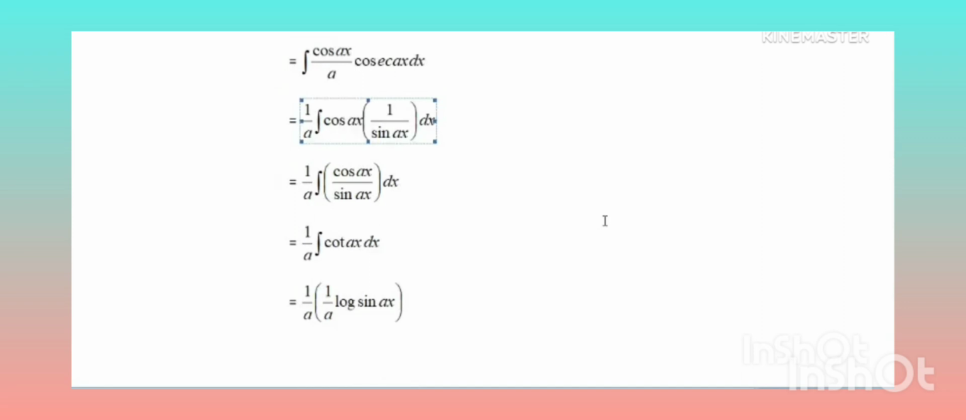So 1 by a cos ax, cosecant ax can be written as 1 by sin ax dx. So 1 by a integral cos ax divided by sin ax into dx. Cos ax by sin ax will be cot, cos by sin is equal to cot, sin by cos is equal to tan. So 1 by a integral cot ax dx.